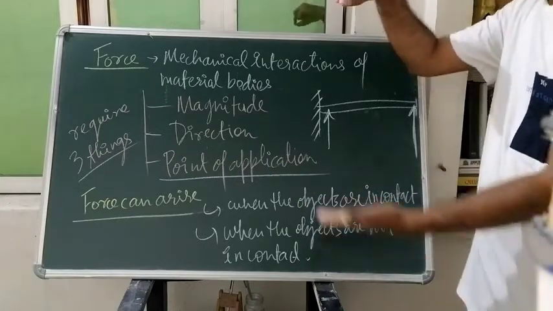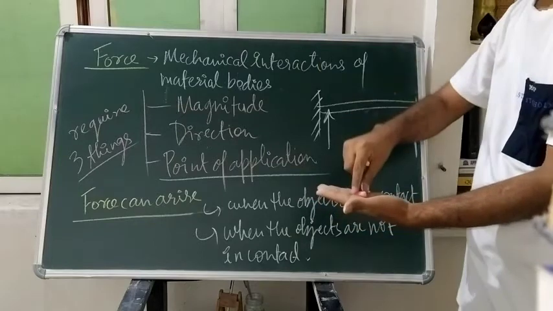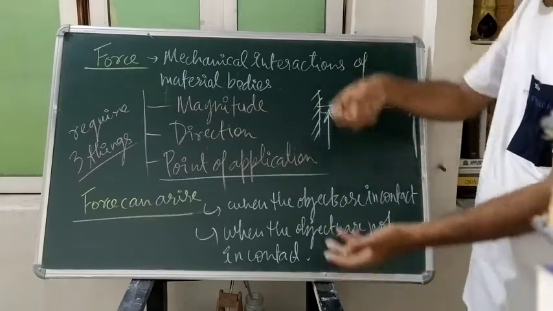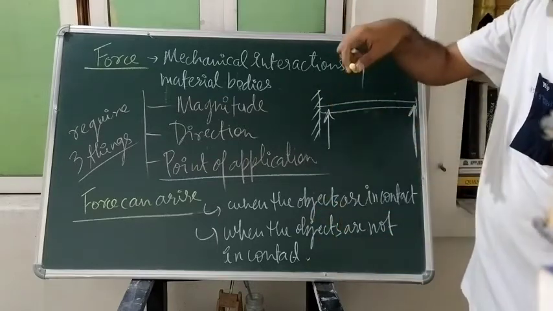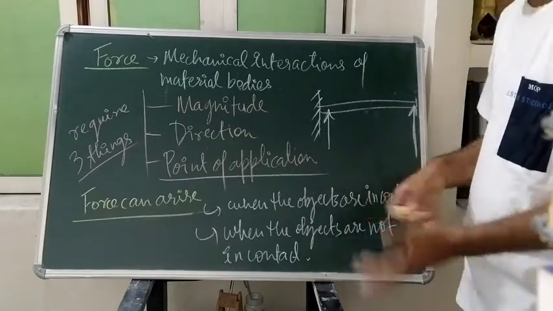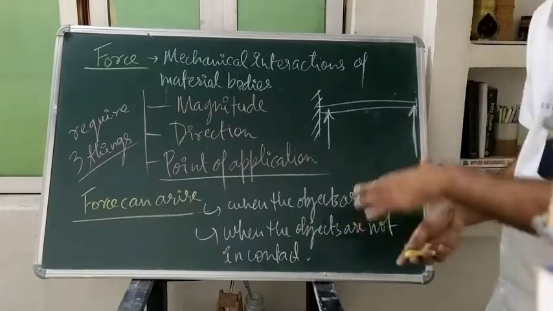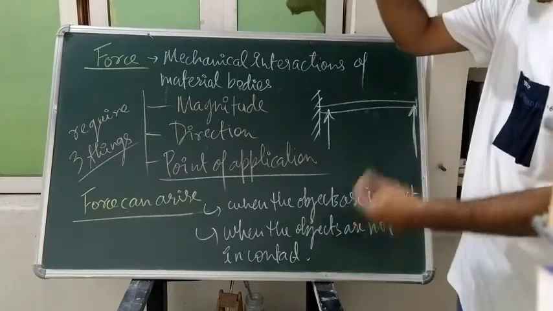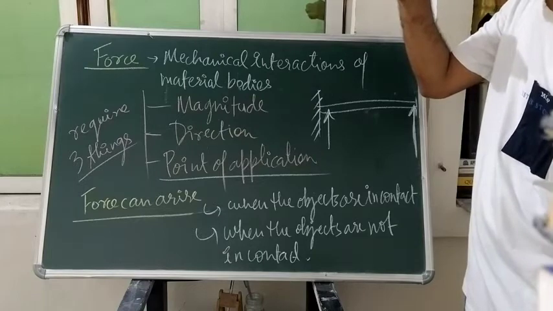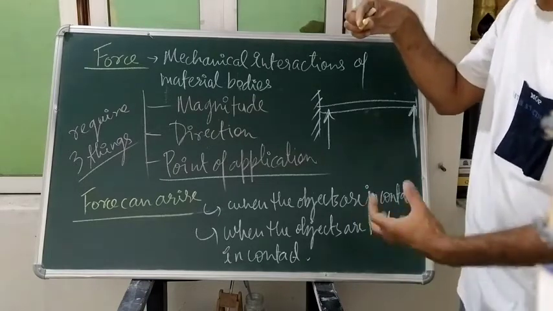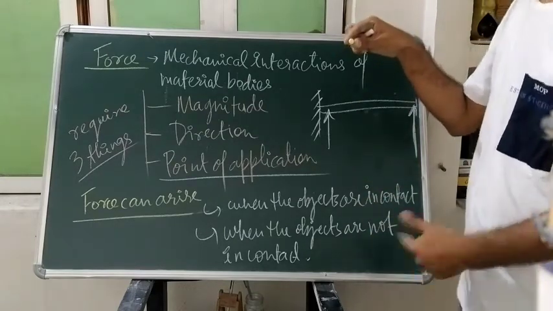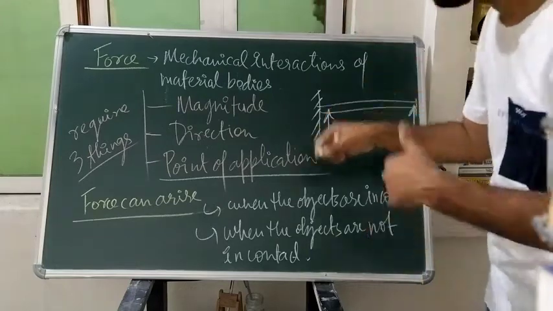Next thing, I am dropping this chalk. So it's going down. Is there any interaction, any contact between this and the earth when it is going down? No contact. So it is going because of the force of gravity, you can say. So here you will remember there is no contact present between the bodies, but the force is arising.